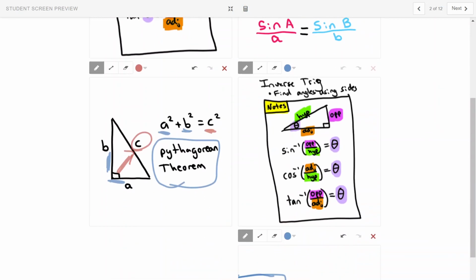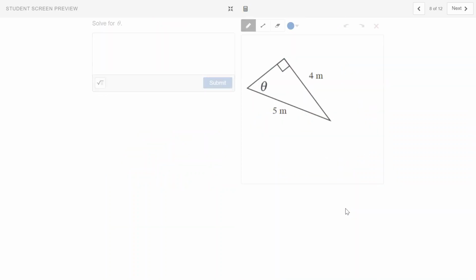Well, it's not sine, it's not cosine, it is tangent, opposite and adjacent. So this will be tangent inverse. And we'll type it in as tangent inverse, type in both numbers in the correct order in the fraction, and we'll put that in the calculator, and it's going to give us equals the angle. So that's it. Don't even need to solve an equation.